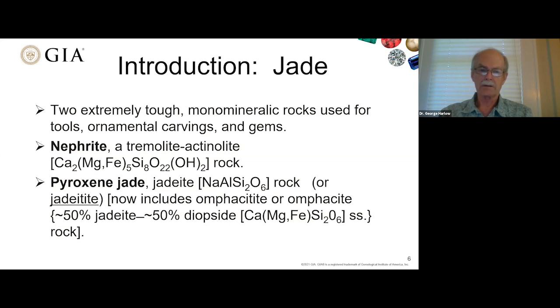Nephrite is a tremolite-actinolite rock, and jadeite, or as it might be more generally called, pyroxene jades, are composed of jadeite, the mineral, sodium aluminum silicate. There are also now some more calcic-rich versions like omphacite jade, which has mixtures of jadeite and diopside in solid solution.